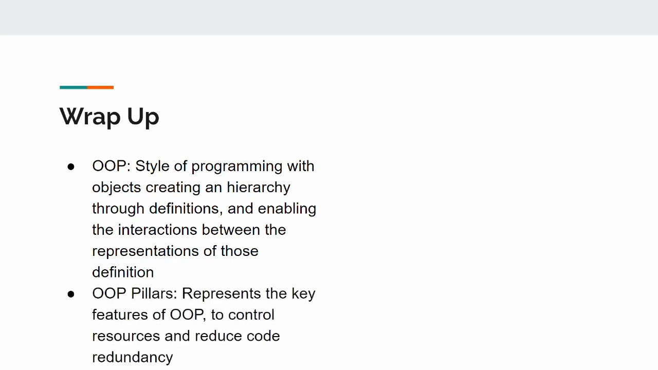We also have the OOP pillars, which are the key features of OOP to control resources and reduce code redundancy. Control resources through encapsulation as well as polymorphism, but we also reduce code redundancy by allowing inheritance to carry over anything that we already have defined previously. And abstraction allows us to have a general definition of things so that we don't end up getting too messy or mired in different definitions of every single object that we have.